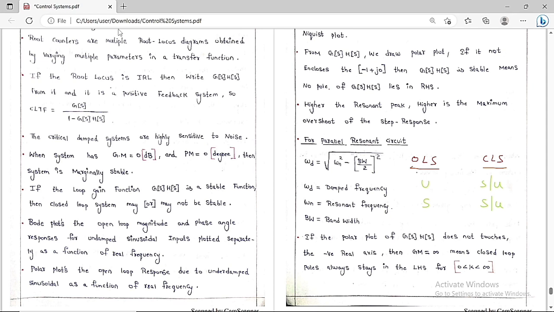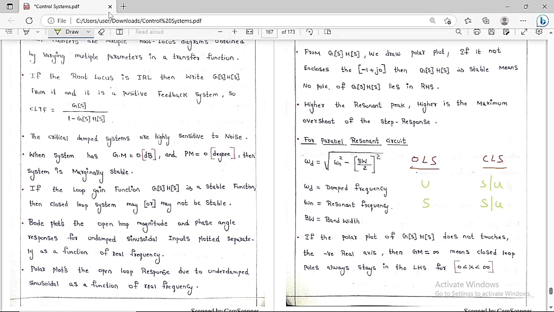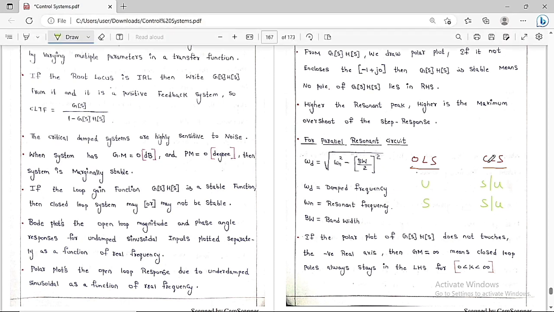So therefore we can say that whenever the open loop system is unstable, then the closed loop system can be either stable or unstable. If the open loop system is stable, then the closed loop system can be either stable or unstable. So we can say, if the open loop gain G of H of s is a stable function, then the closed loop system may or may not be stable. Similarly, if the open loop system is unstable, then the closed loop system can be either stable or unstable. So these things always you have to keep in your mind.